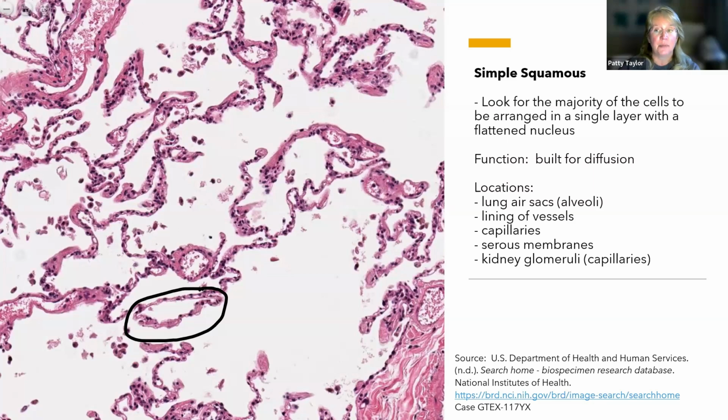You're going to find it in places where you need diffusion to occur, such as lung air sacs, across the walls of capillaries, which are only made of simple squamous, serous membranes that cover the outside surface of our organs, such as heart, lungs, digestive organs, and kidney glomeruli, which are the place where filtration takes place. So we're looking at the need to move items easily across a single cell layer, and we'll do that with simple squamous epithelial tissue.